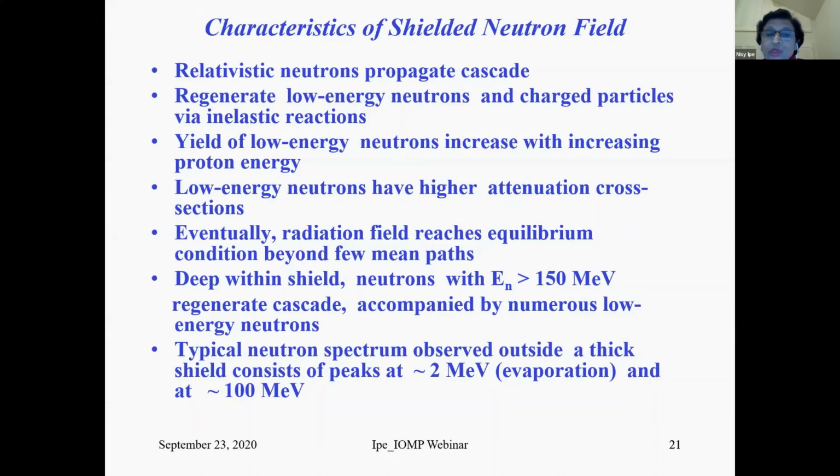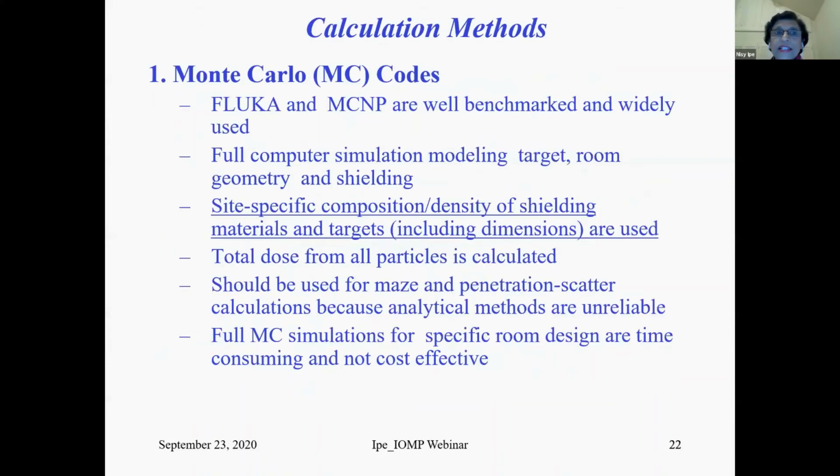So a typical neutron spectrum observed outside a thick shield consists of peaks at about 2 MeV, which are called the evaporation peaks, and at about 100 MeV, and Katja showed that in one of her slides.